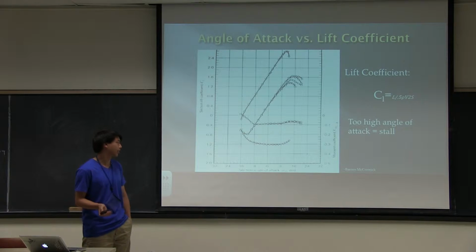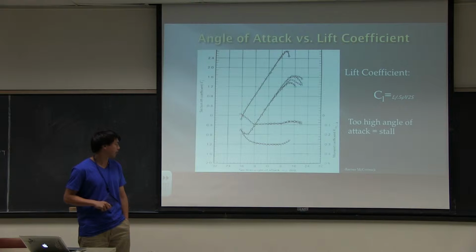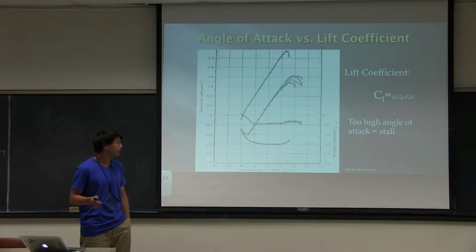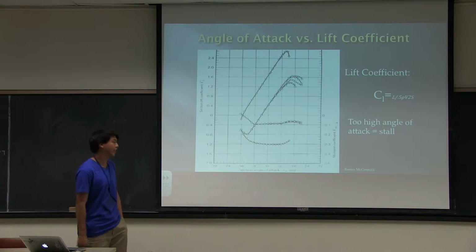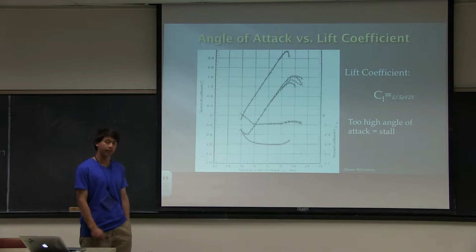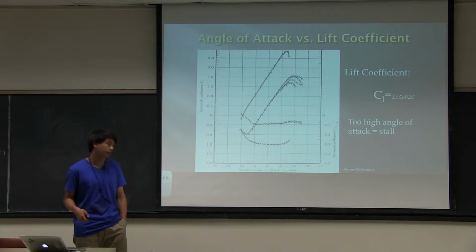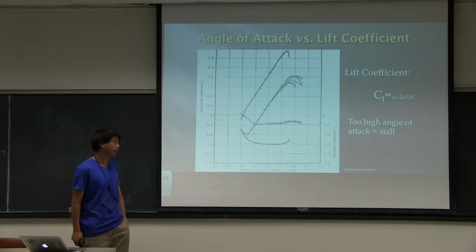Angle of attack and lift coefficient, as you can see, are roughly linearly related until a certain point. This is where the critical angle of attack is, which for most airfoils is like 10 to 16 degrees normally. That's when the lift coefficient goes down. In general, lift coefficient is lift over half rho V squared S, where S is the area of the plane wing. When you have too high an angle of attack, you start to stall. That's when your flow separates, and then you get a lot of drag.